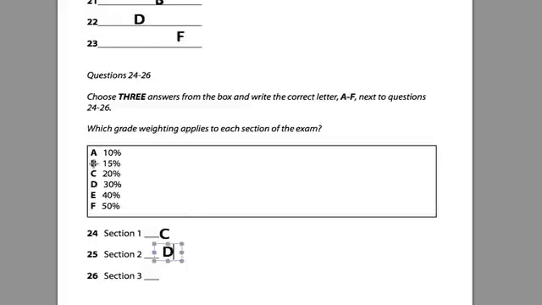Kind of threw you off there. Some people probably put B. And section 3 was going to make up the remainder. They don't say explicitly 50%, but if we add 20% and 30%, then the remainder would be 50%. F.